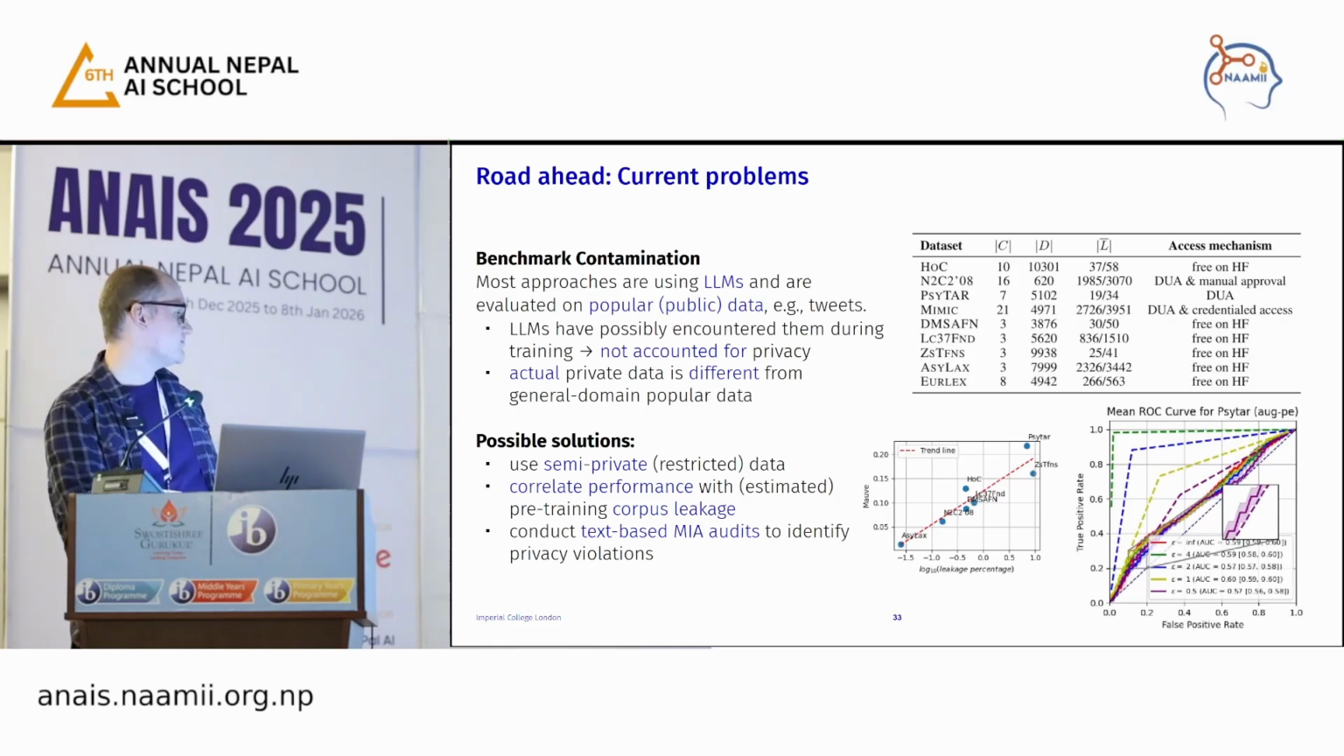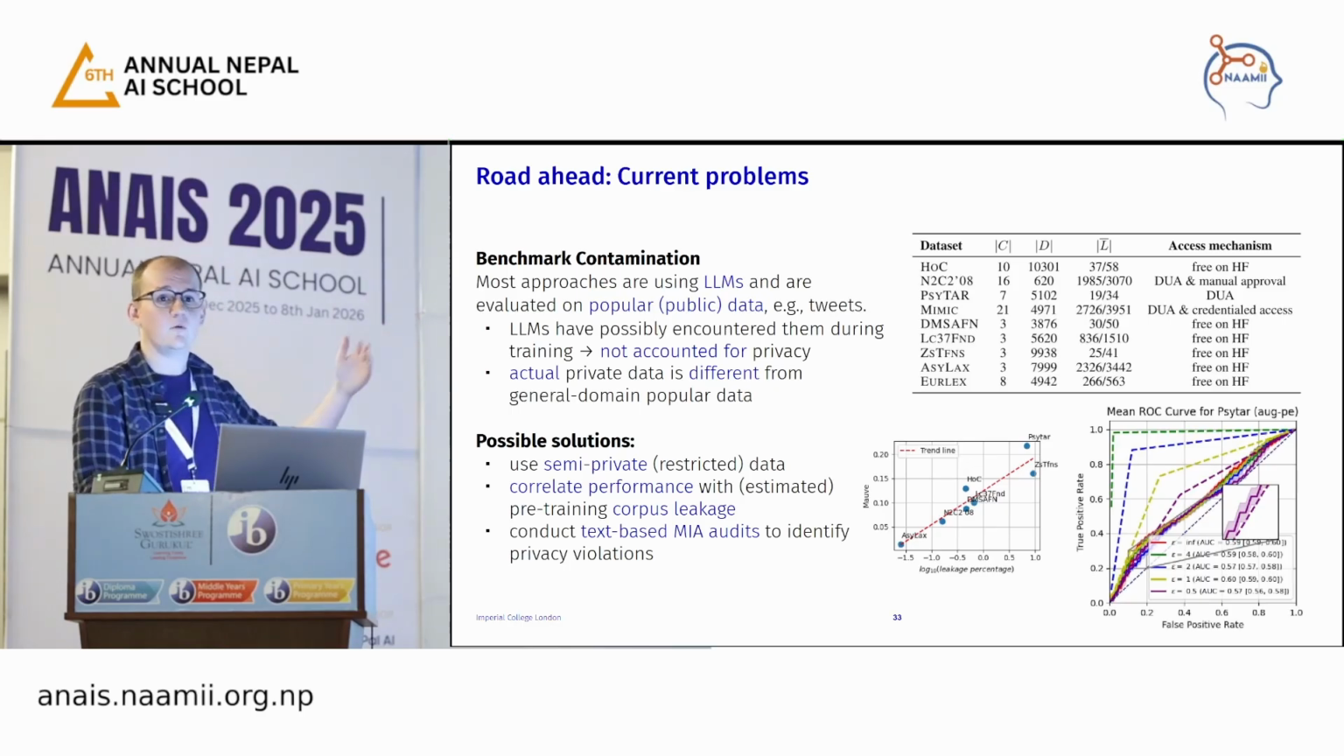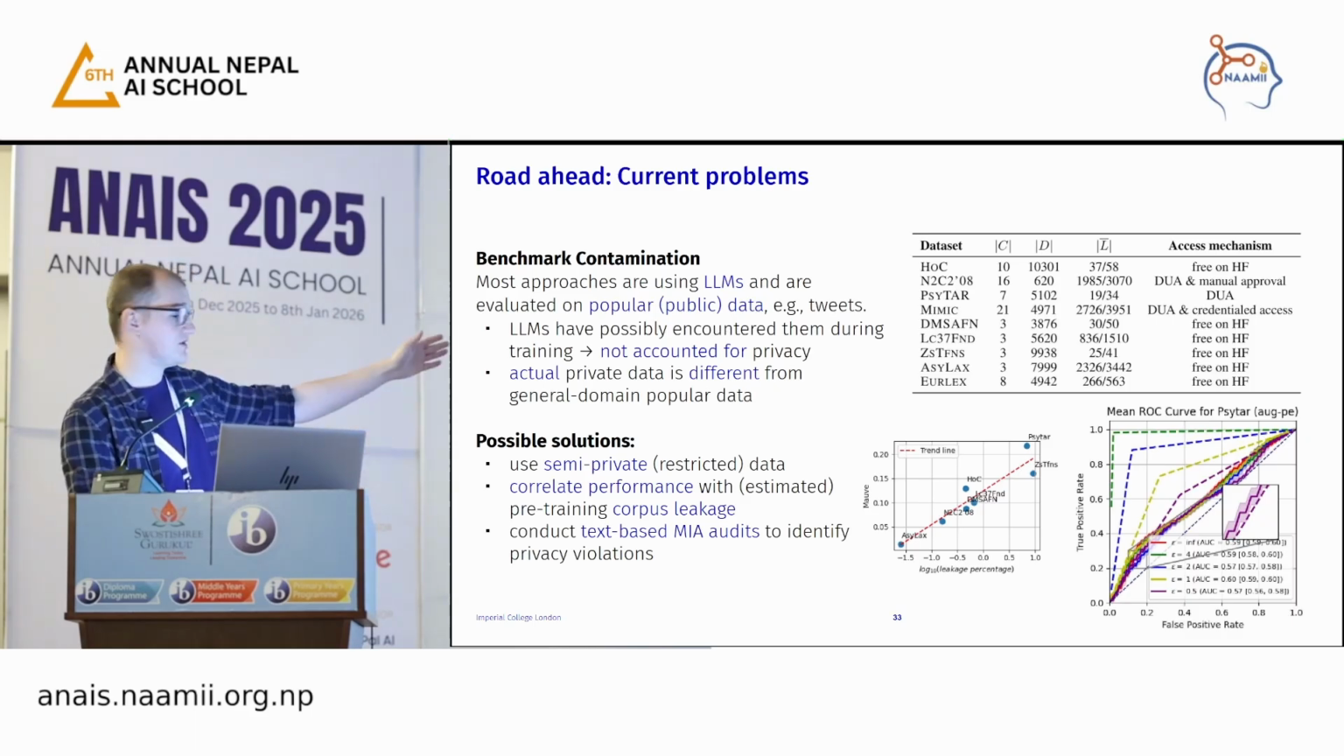And we have also found some privacy violations where, again, because of the fact that these tweets or these data points have been seen during pre-training, we actually get membership inference attack scores that are higher than the guaranteed bound of differential privacy, especially in the low privacy regimes.